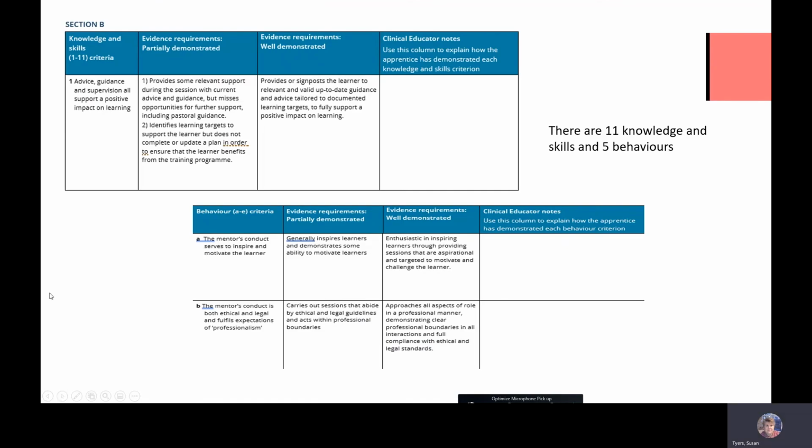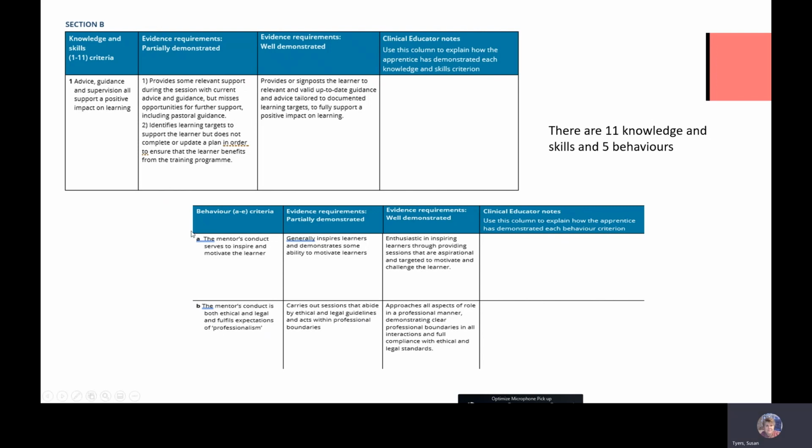The actual observation document will look similar to this. You have 11 knowledge and skills criteria. So you will have the criteria. It will show you what is partly demonstrated and what is well demonstrated. And in the end box is where we ask you to put your commentary of what you've observed. So the more detail you can put, please do. Please don't bullet point, because that doesn't give us enough information to be able to get a clear picture of what the person has been observed doing.